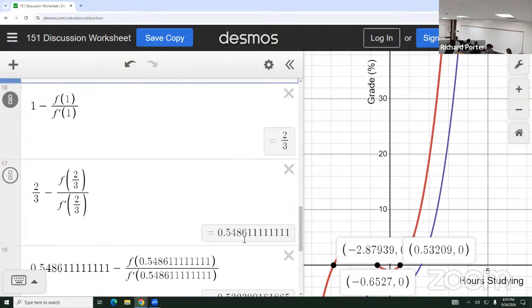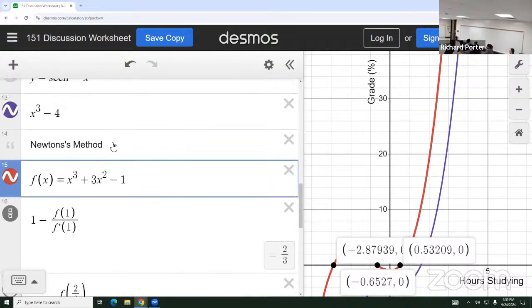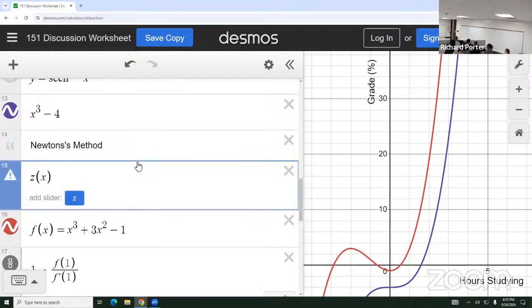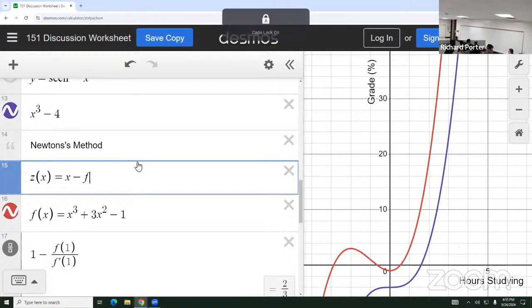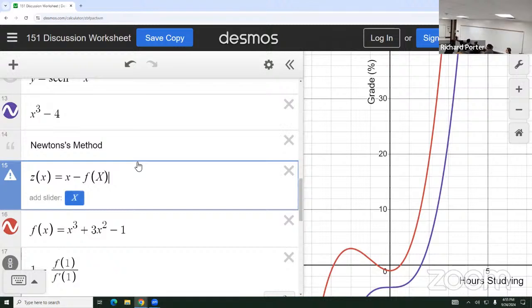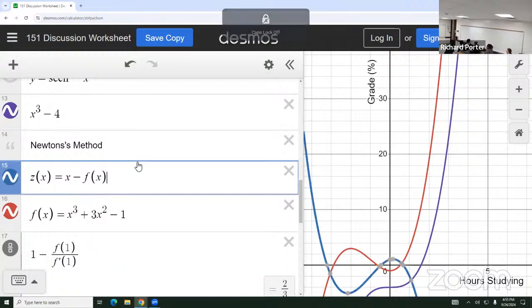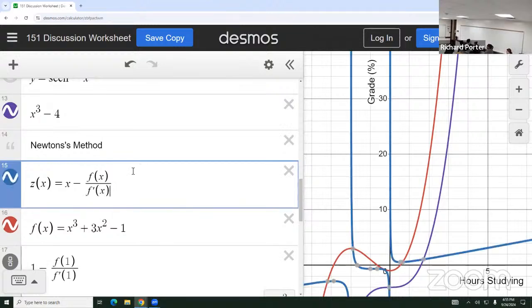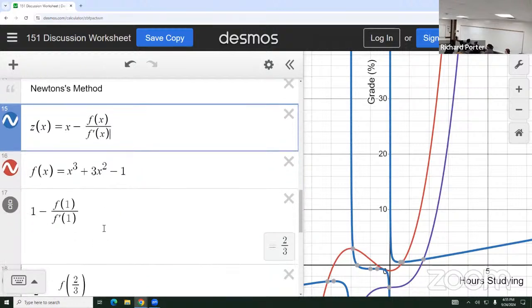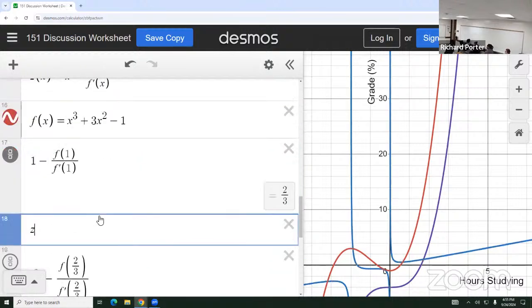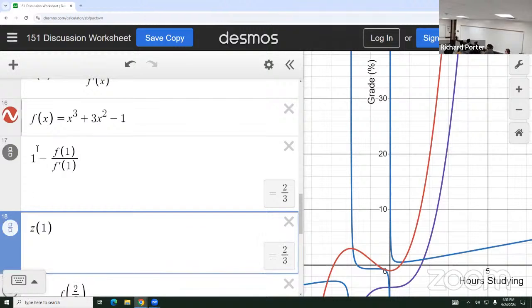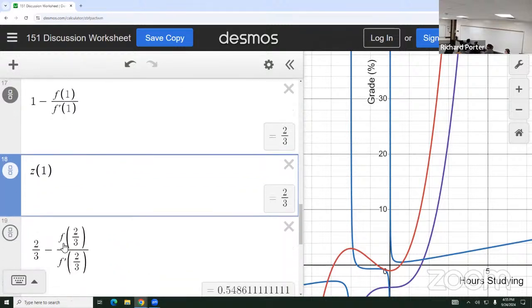Okay, but I did the same process every time. So for Newton's method, I could do this. I could say z of x. So I'm creating a new function. I just take x minus f of x divided by f prime of x. That's a new function, right? So what happens if I do z of 1? I get that answer, right? Instead of typing all that out, I just have z of 1. That's pretty easy, right? What about this next one?